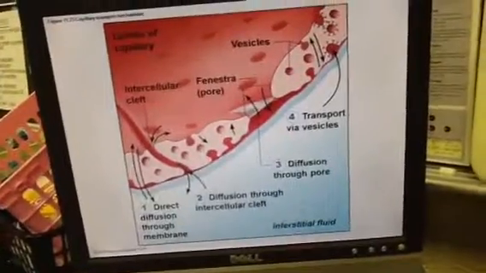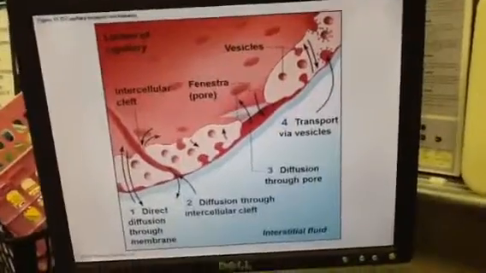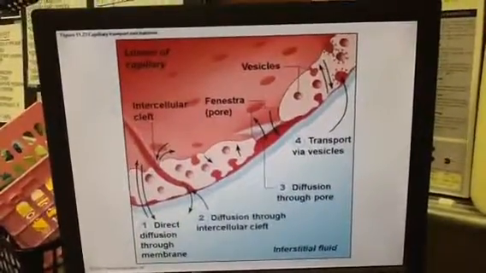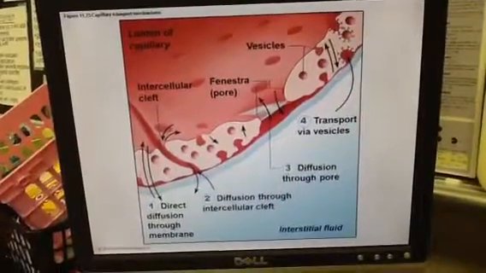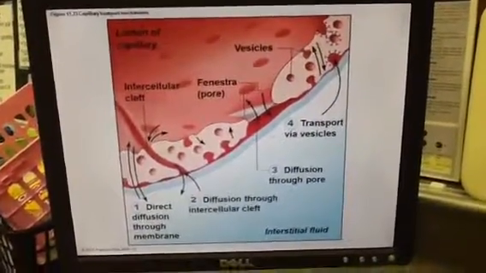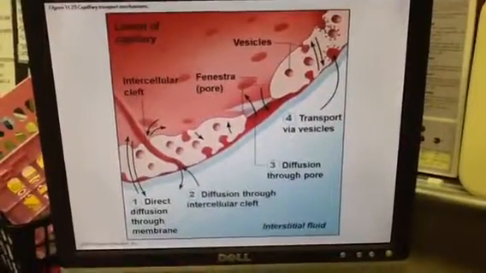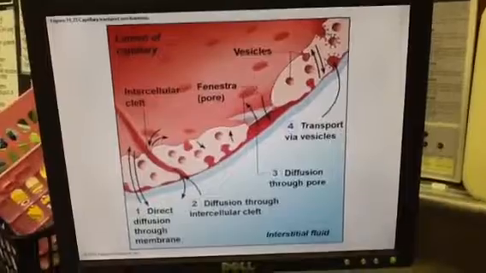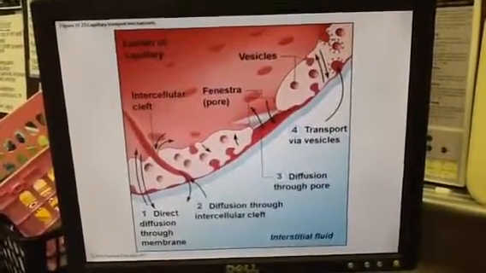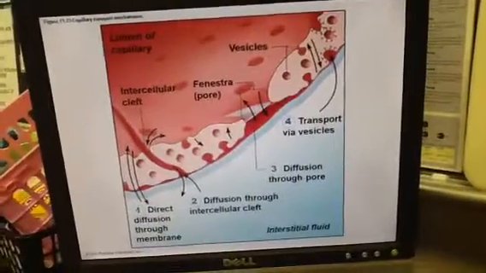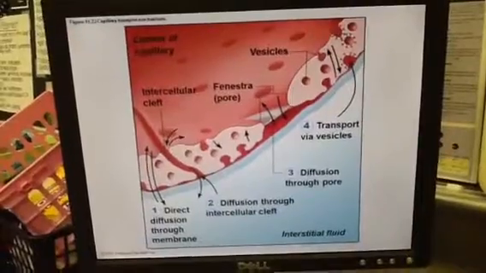Alright, so here we have a picture of the 4 different types of diffusion. Through our direct diffusion right through that membrane, it's lipid-soluble molecules like oxygen and carbon dioxide. Or we can go through an intercellular cleft, so molecules that are a little larger can move through here. And this is the brain. It does not have these intercellular clefts, but every other cell has them.